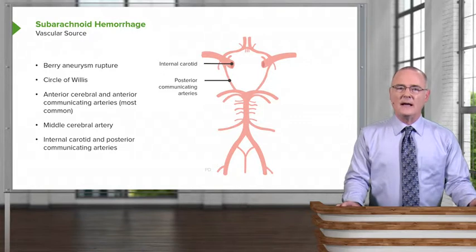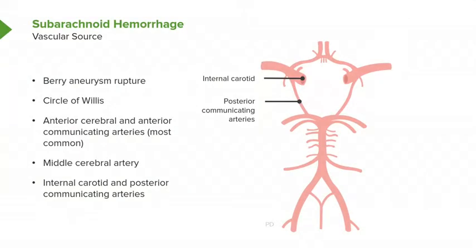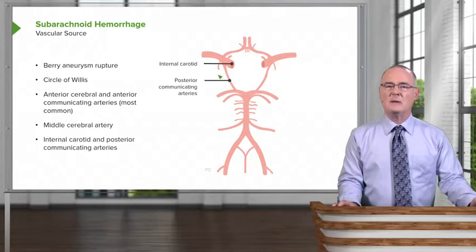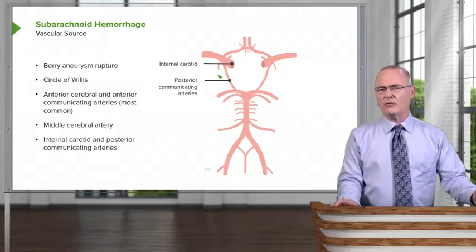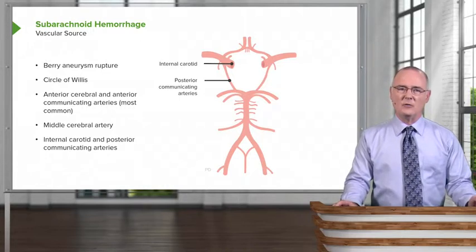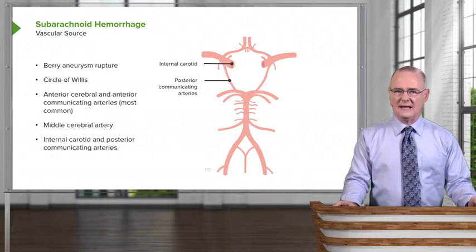The third one to point out would be the branching point that exists between the internal carotid artery and the posterior communicating arteries. That would be shown in this location. Here's your internal carotid. Here's your posterior communicating artery. So at this branching point, you could also have a Berry aneurysm. So those are the three most common sites at which these can develop. And again, the most common one is at the branching point between the anterior cerebral and your anterior communicating arteries.